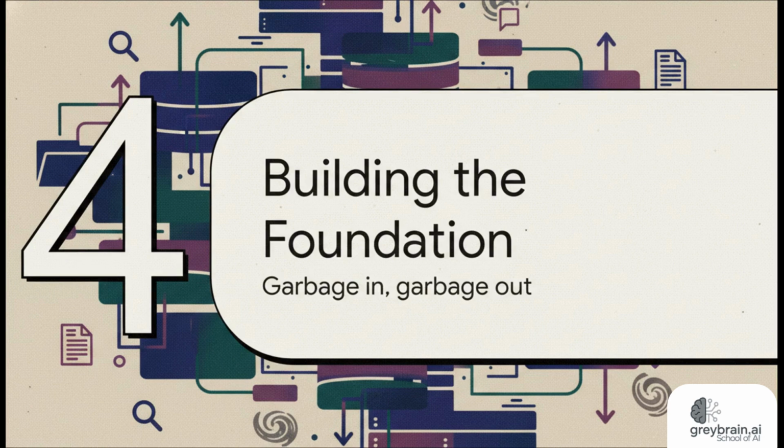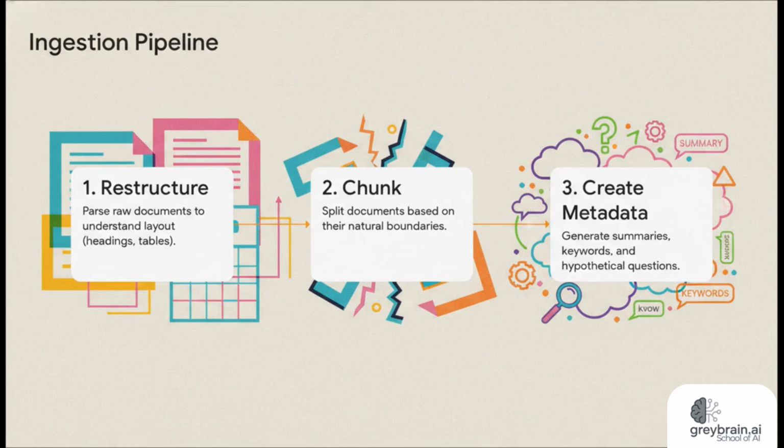This is the absolute foundation of the entire system. Because, you know the saying, garbage in, garbage out. If you get this part wrong, nothing you do later on is going to be able to fix it. So a real production ingestion pipeline has three crucial stages.